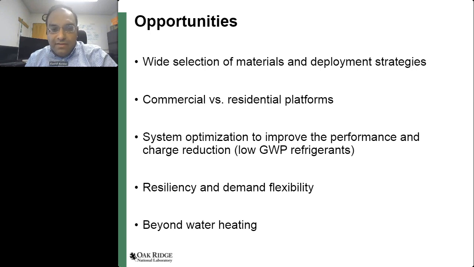There are some consequences in terms of reducing the total charge in the heat pump loop, which can be enabling development for some low GWP refrigerants. This concept can be considered a major enabler of resiliency and demand flexibility, which is, again, the name of the game these days. And if you think about these deployments, they can have implications beyond water heating. In this activity, we are considering heat pump water heaters, but the techniques or deployment strategies which can be developed can be used for other applications such as refrigeration as well as air conditioning.